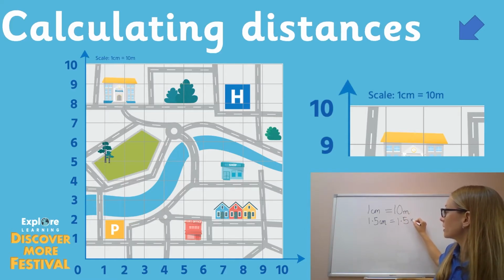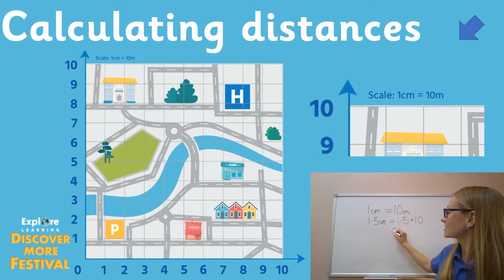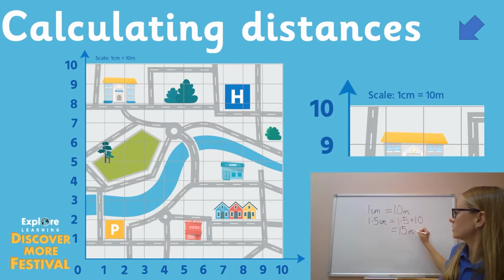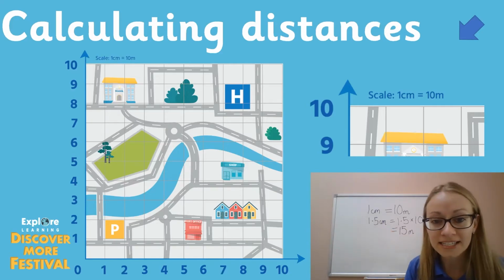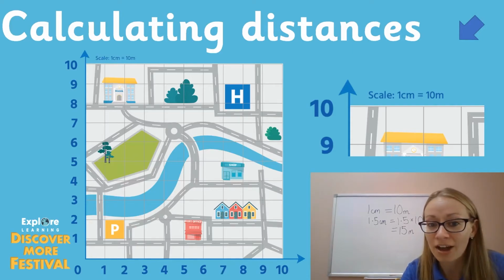You can have a go at that for me. That's correct, well done. That equals 15. And we're converting from centimetres to metres. So 1.5 centimetres on the map equals 15 metres in real life. Fantastic. So that's the width of the school building in real life.